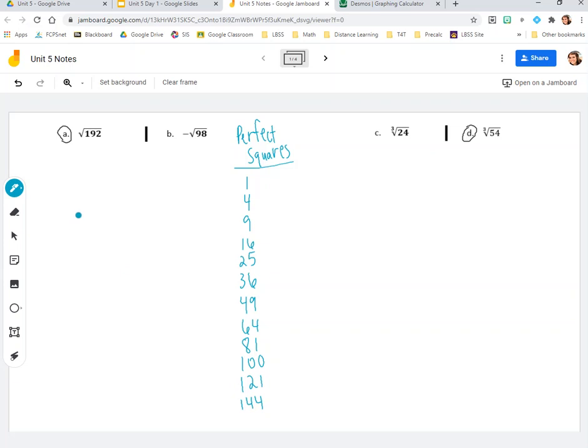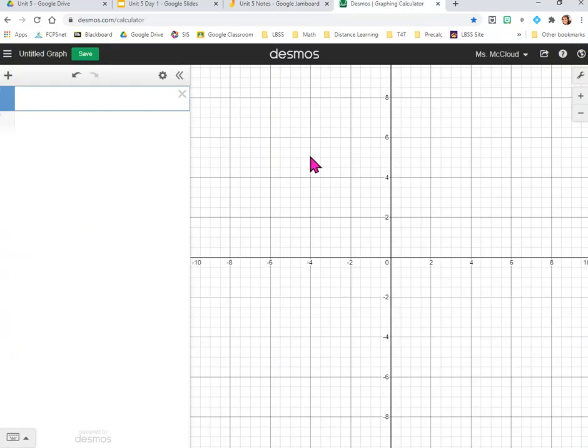So there are two different strategies you can take when simplifying square roots. We can look at these perfect squares and try dividing them into this number. For 192, I'm going to pick something and see if it divides evenly. 192 is a pretty big number, so I might try one of the bigger numbers first, like 64 or 81. You can just use Desmos or any calculator. So let's see, 81 does not split evenly, but 64 does.